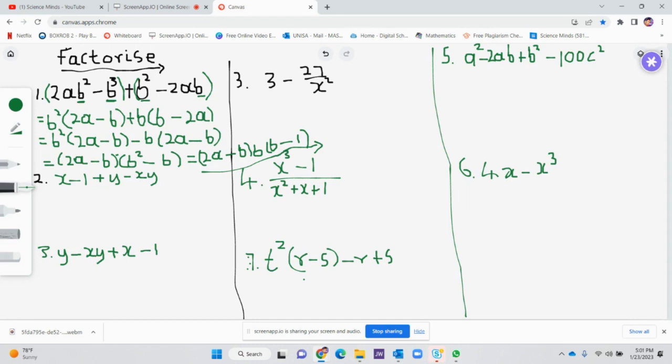All right. Number 2, with number 2, I think I will also try to group the first 2 and the last 2. If it doesn't work, then we will regroup. Okay, so there is no common factor on the first bracket, so I'm going to let it be.